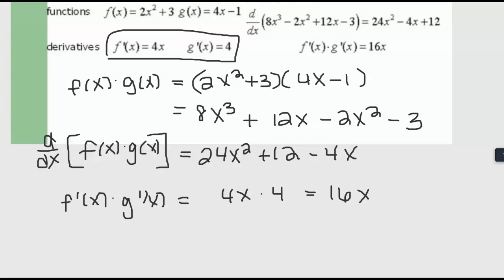Is the derivative of the two functions multiplied together the same as the derivative of the derivatives multiplied together? Are these two the same? No, they're not even close to each other, right? So which one's the correct derivative of the two functions multiplied together? A or B? How many of you think A is the correct derivative? How many of you think B is the correct derivative? How many of you didn't vote at all?